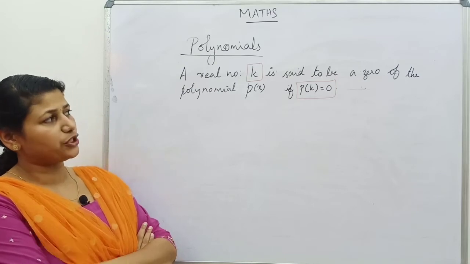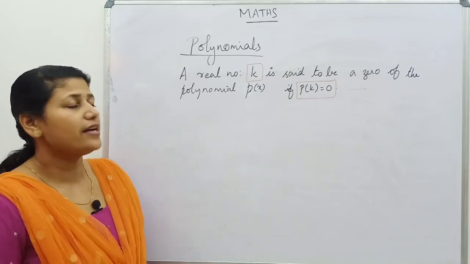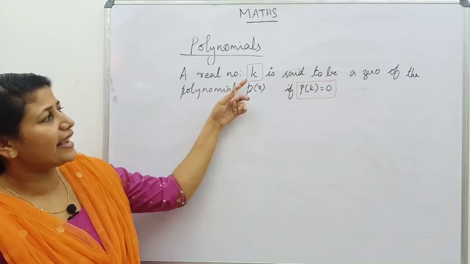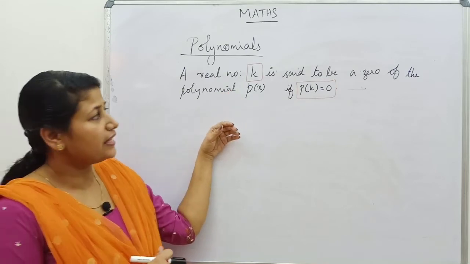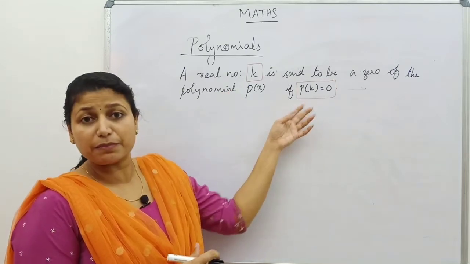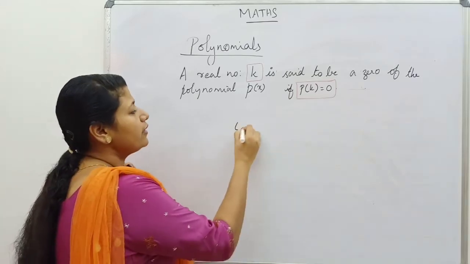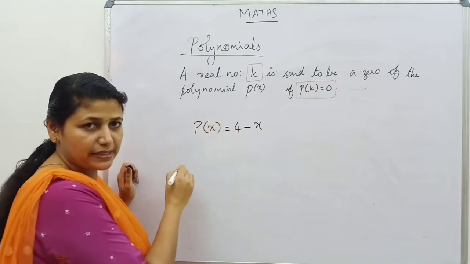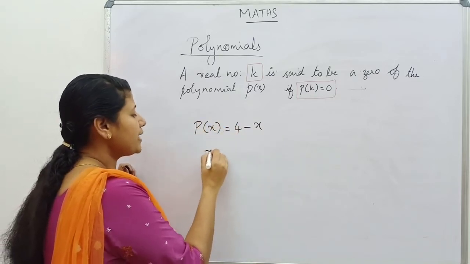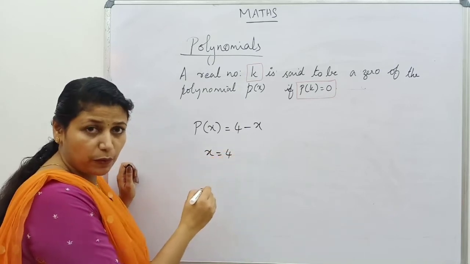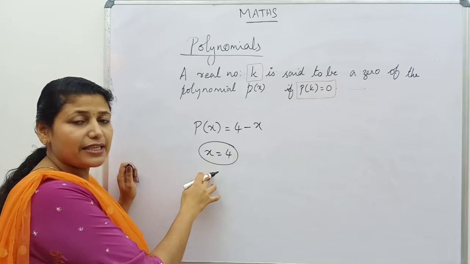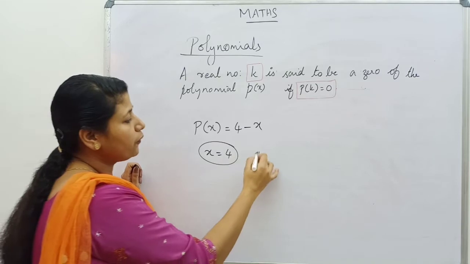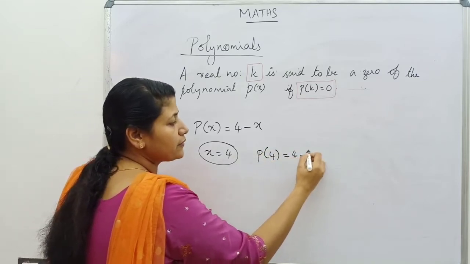So we can conclude just like this. A real number k is said to be a 0 of the polynomial p of x if p of k equals 0. What is meant by that? Whenever k is a 0 of some polynomial p of x, then p of k must be equal to 0. For example, if you have a polynomial p of x equal to 4 minus x, and you find that x equal to 4 is a 0 of this polynomial, here instead of k we can use 4. Then p of 4 must be equal to 0. p of 4 is 4 minus 4, which is equal to 0.